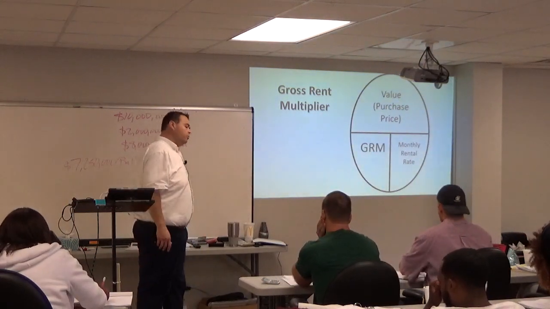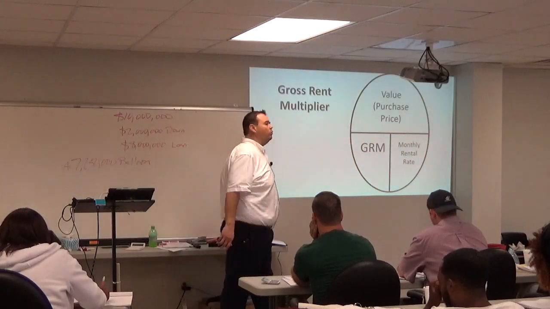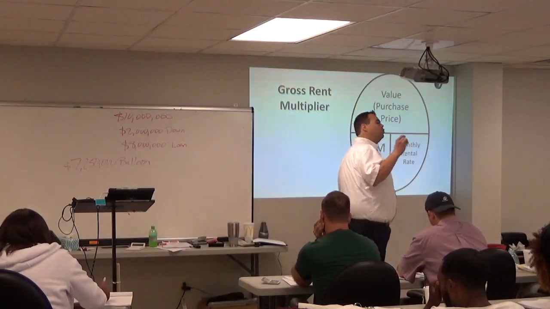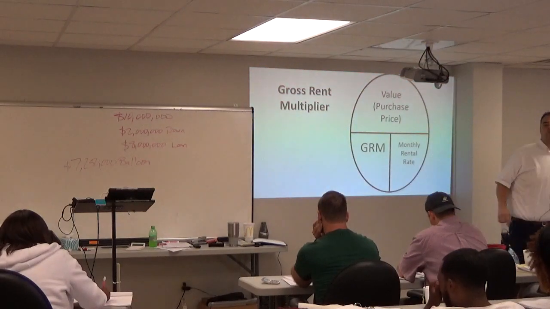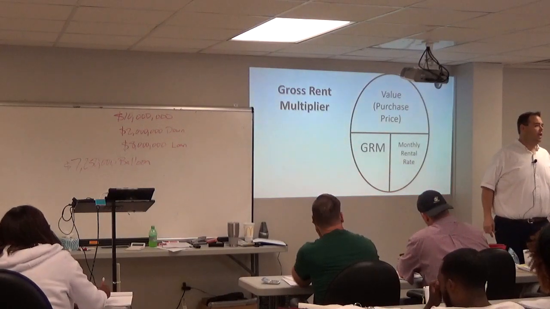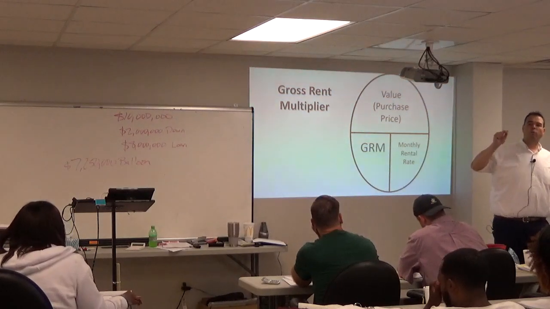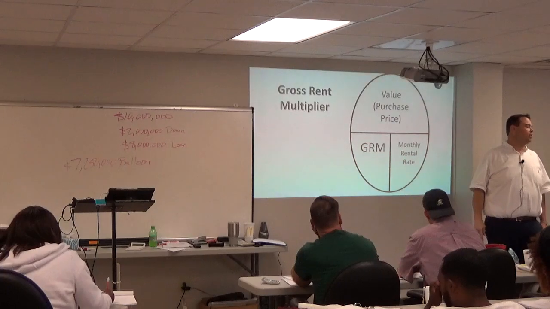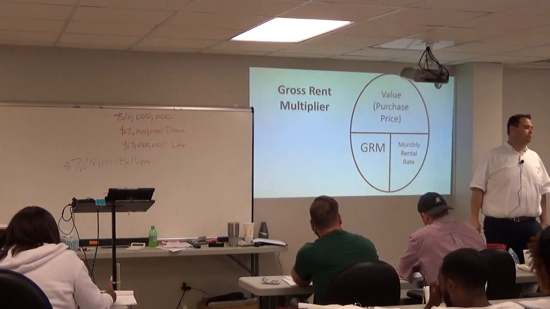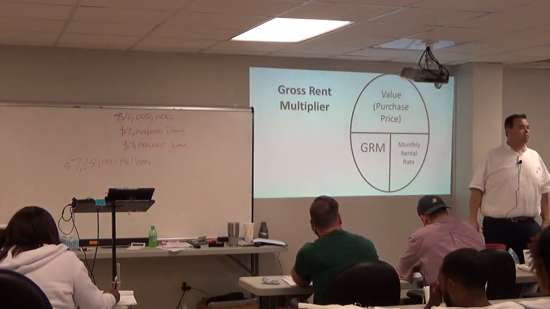Here's the way this works. When investors are looking at buying rental property, this is how they quickly determine how much they're willing to pay for the property. Because if they know that property will rent for $1,500 a month, and they know they don't want to take longer than 100 months to get their money back, can they quickly figure out how much they're willing to pay for that property? Yeah. What's it going to be?